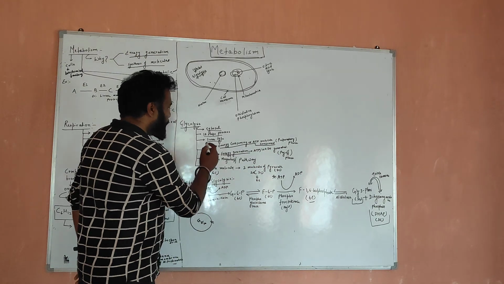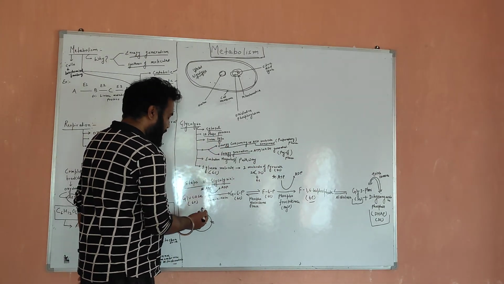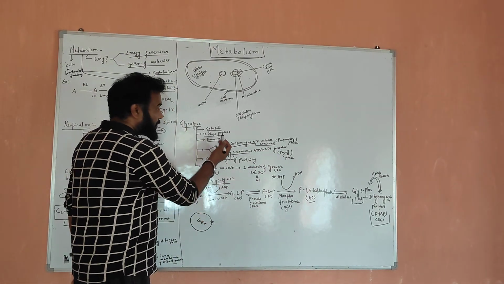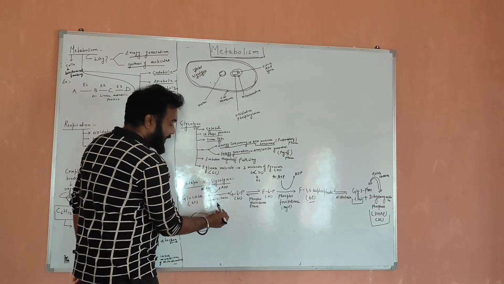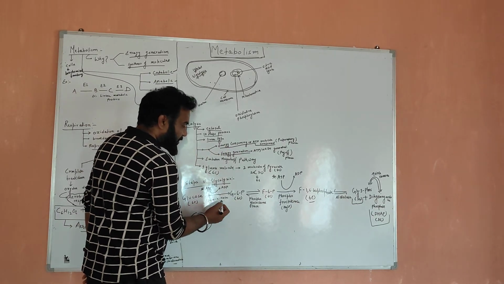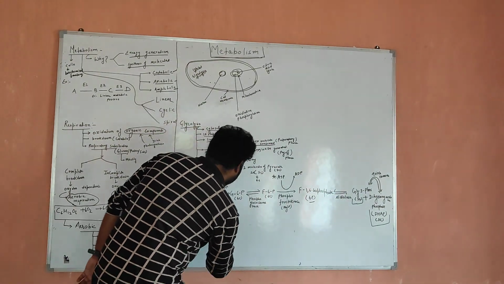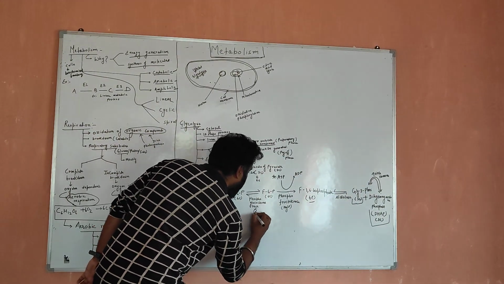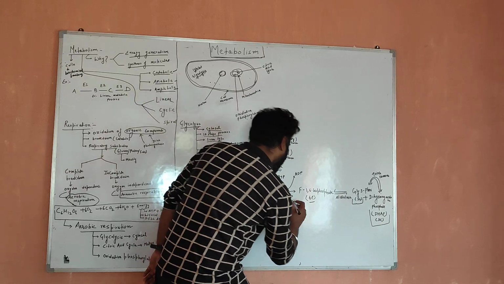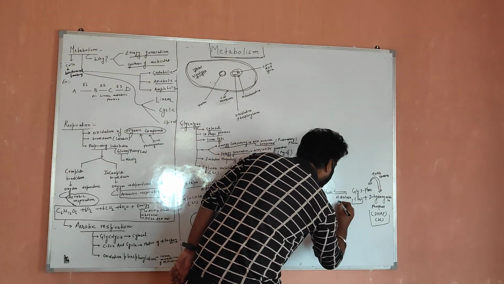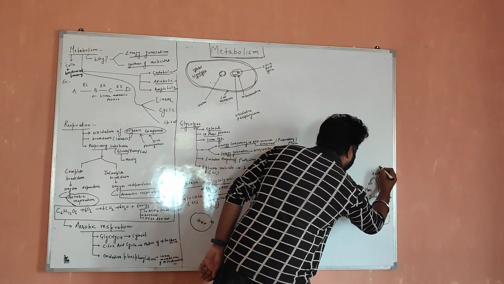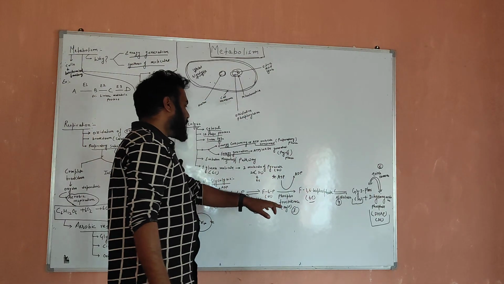I have already told you that it is a 10-step enzymatic process. However, till now I have discussed first, second, third, fourth, fifth, right? This is first, this is second, this is third, this is fourth, this is fifth. So 5 steps of the reaction I have discussed till now.